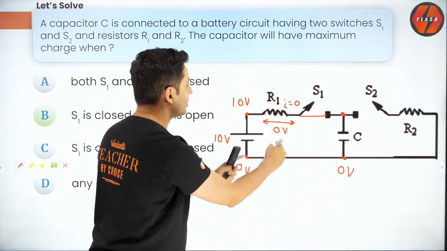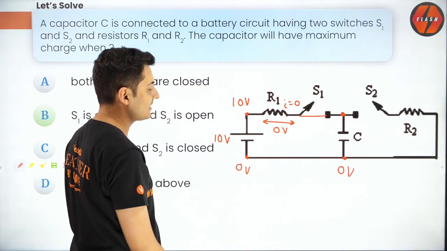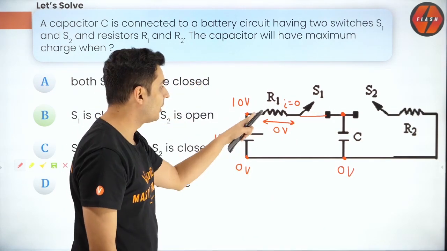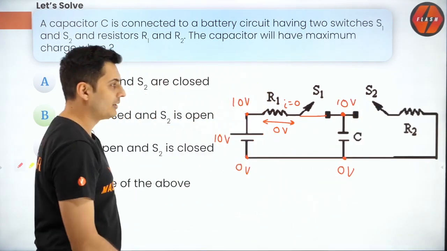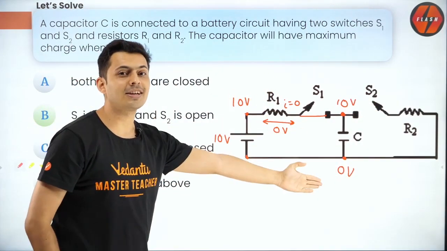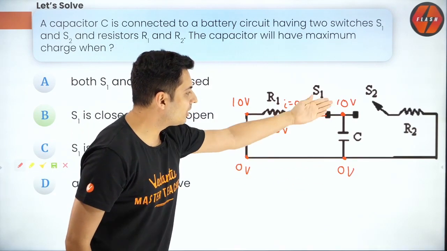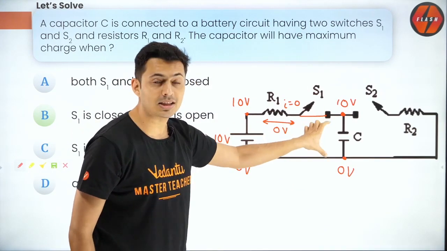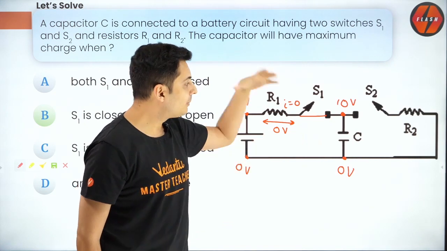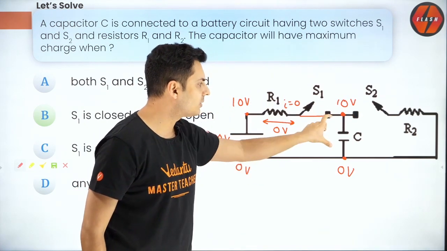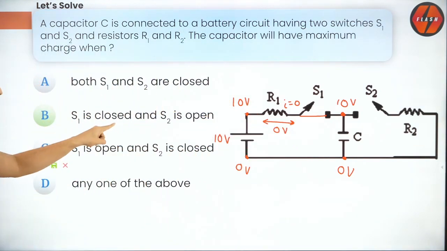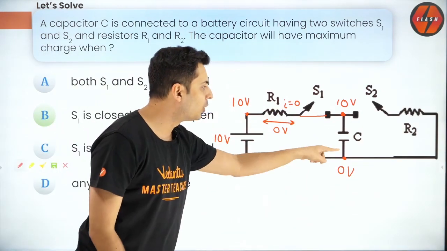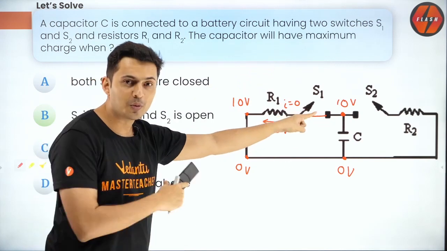Think about it. If there is no voltage drop, that means if this point is 10 volts, even this point will be 10 volts. Interesting. Now, the voltage drop across the capacitor is maximum. It is 10 volts. In the previous situation, when both of them were closed, it was lesser than 10. So, hence, S1 should be closed and S2 should be open. That's when the charge will be maximum.